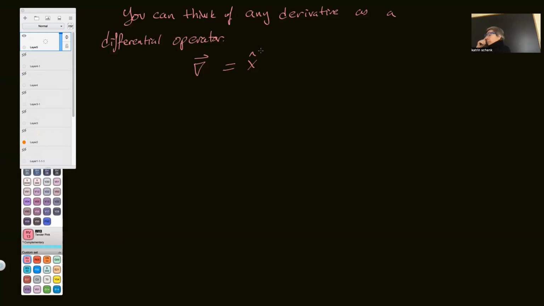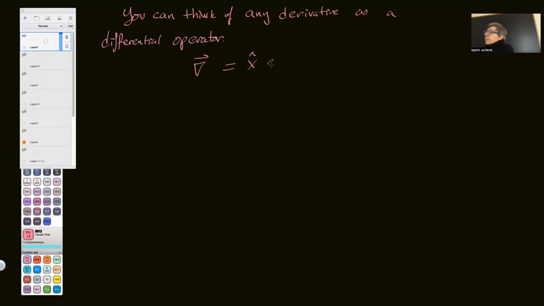Now in Cartesian coordinates, x hat doesn't change. It doesn't have a derivative. It's like a constant. But in curvilinear coordinates, we discussed how the vector direction changes, and it does have a derivative. So it becomes really important to remember to put your unit vectors before, just so you're not confusing yourself when you apply this differential operator to something.